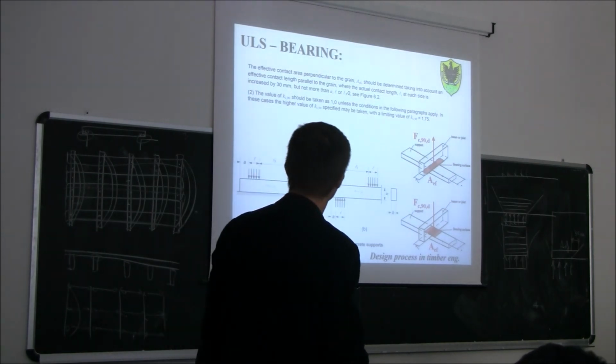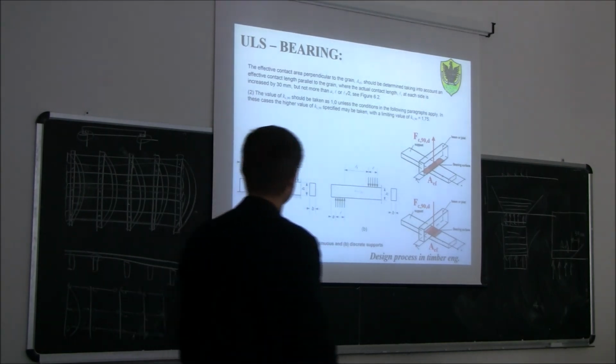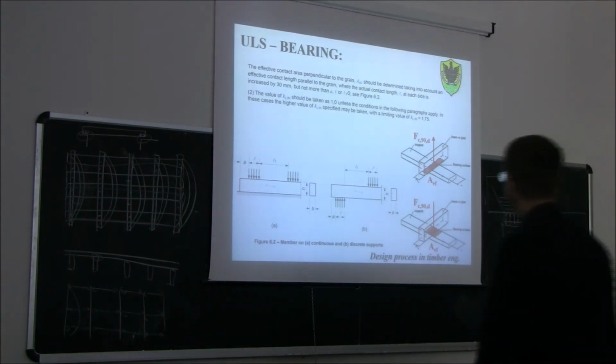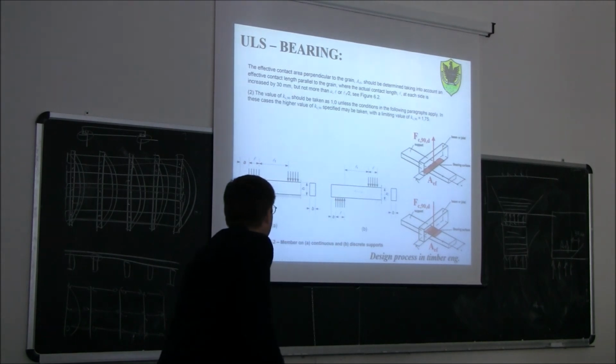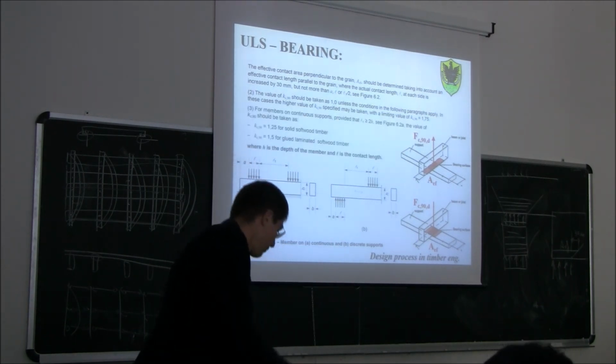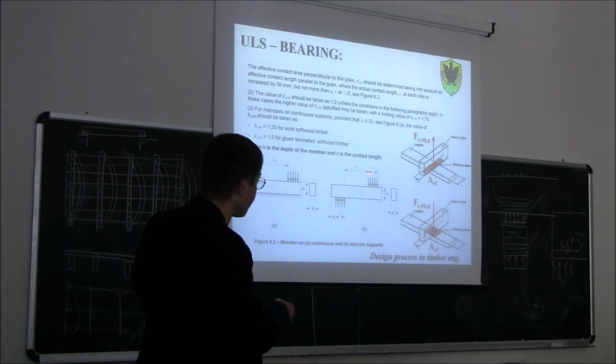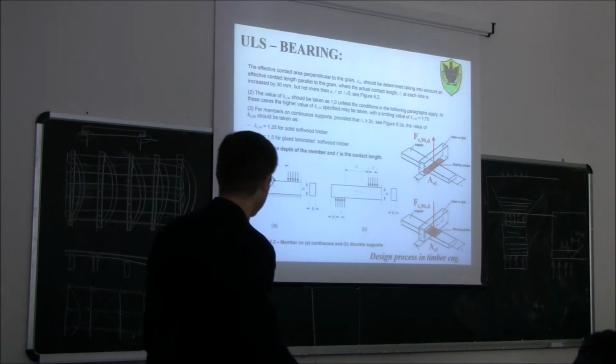The value of the factor kc90 should be taken as 1 usually, unless the conditions in the following paragraph apply. So, for example, if you have members on continuous supports, provided that l1 is greater than 2h, the value of kc90 should be taken as 1.25 and 1.5. So if this l1 is sufficiently large, then we can take kc90 equal to 1.25 for solid softwood and 1.5 for glued laminated softwood timber.